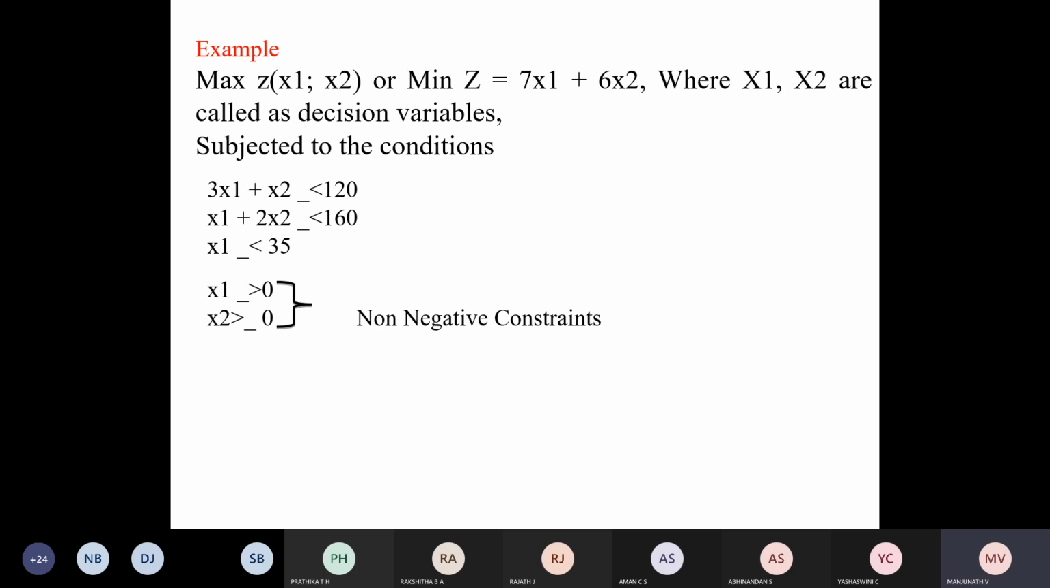After that, put x1 is equal to 0. Then what does x2 become? If x1 is equal to 0, that is 3 into 0 plus x2 is equal to 120, right? That is x2 is equal to 120. When x1 is equal to 0 in equation 1, x2 attains a value of 120. Agreed?